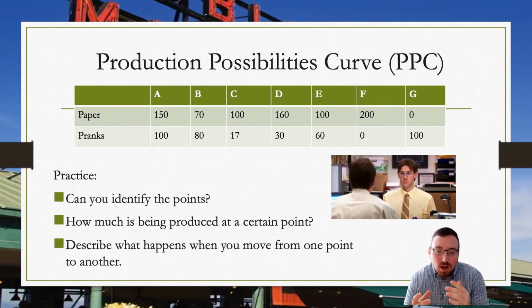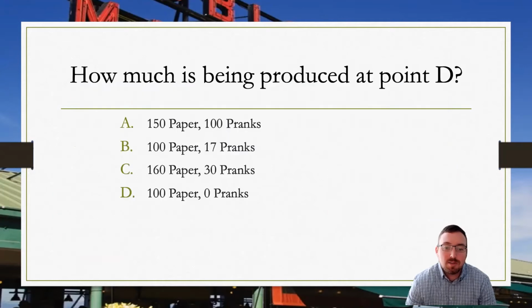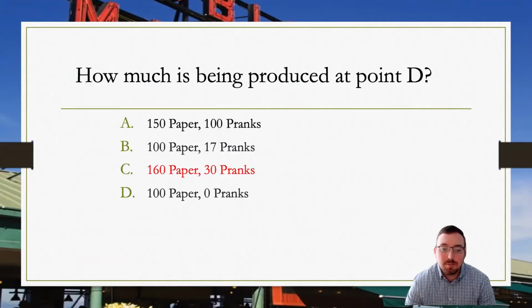And we're looking at Jim's PPC curve. Okay. And Jim can use his time at work to do one of two things. He can sell paper, which is what his job is to do, or he can play pranks on Dwight. Okay. So here at point D, he can use all of his time to sell 160 reams of paper and play 30 pranks on Dwight. So looking here at the answer should be C. Again, 160 reams of paper and 30 pranks. Again, pretty easy just to read the graph to figure out what's being produced.